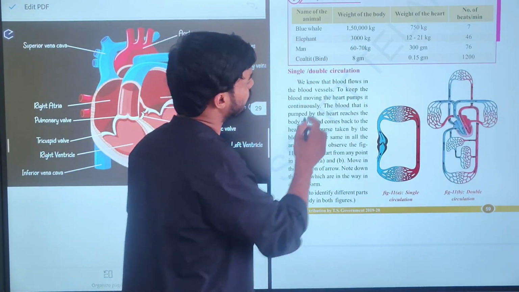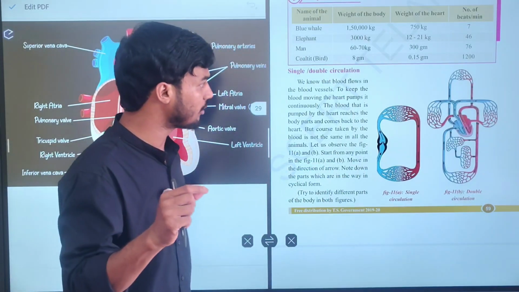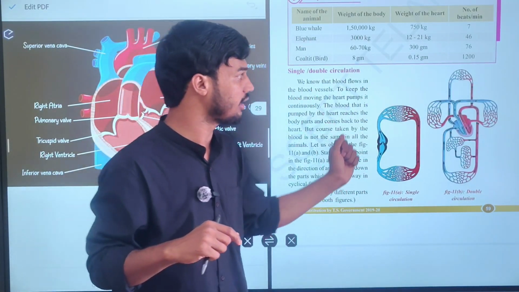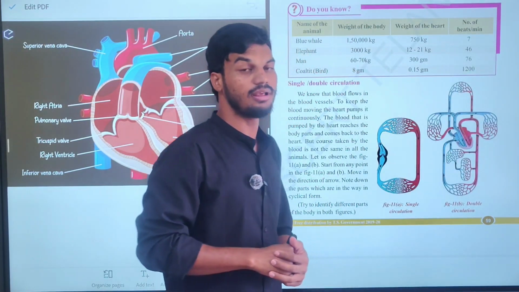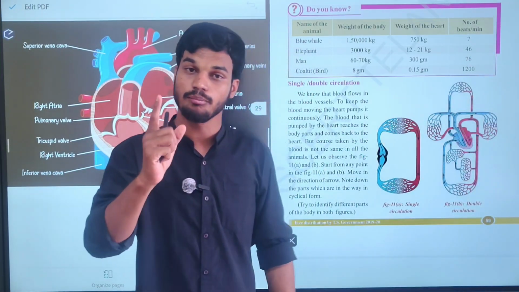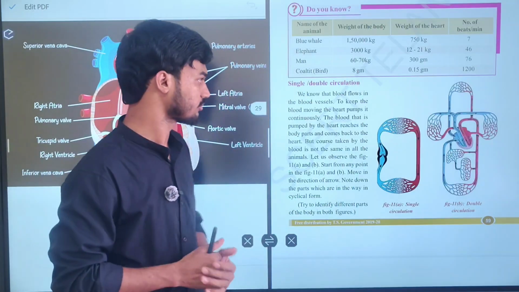Next, the bird. Look at this bird. The weight of the body is only 8 grams. Only 8 grams. And the weight of the heart is 0.15 grams. Okay, 0.15 grams. And look here how fast it is able to beat. It is able to beat 1200 times per minute. Per minute, 1200 beats this heart is able to take.